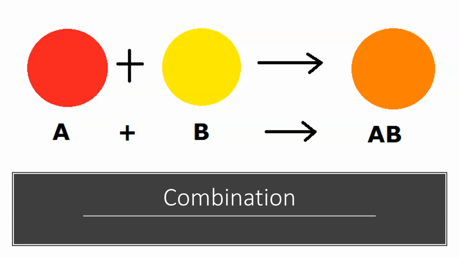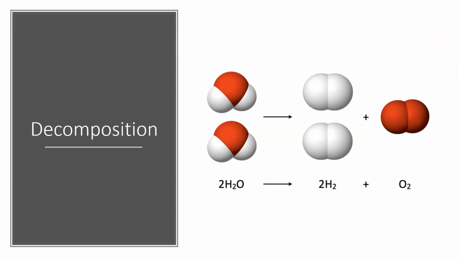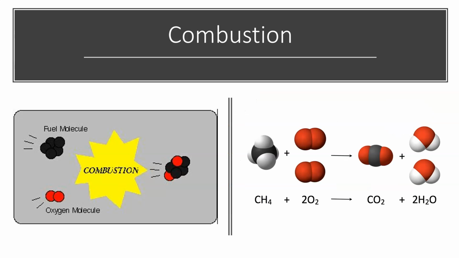We said our combination reaction is where you've got reactant A and reactant B, and they join together to make a new product. So for example, with water, where you have hydrogen and oxygen bonding to make H2O. We had decomposition, and we can see the breakdown of water here. We start off with water, and it breaks down into the individual substances that produced it.